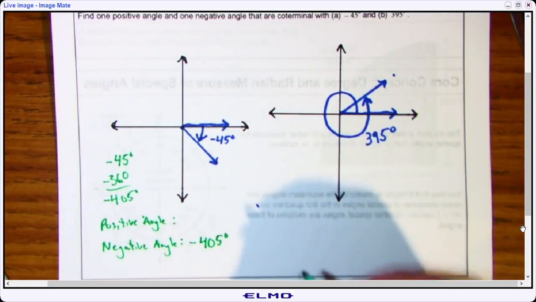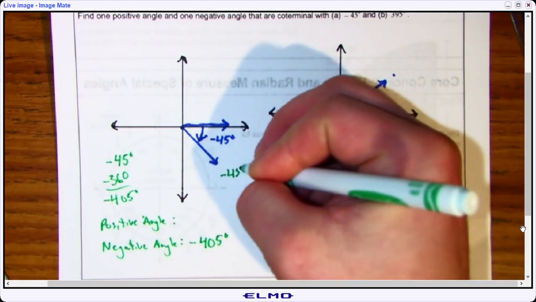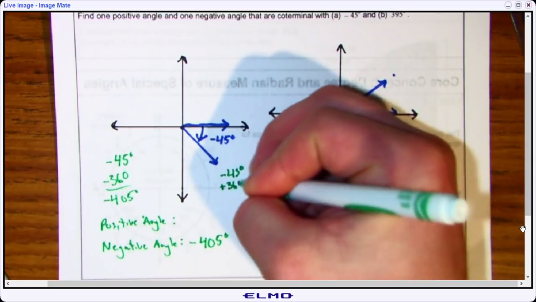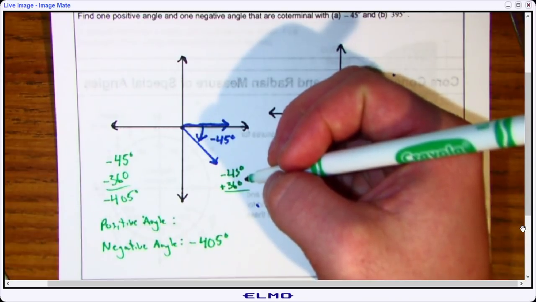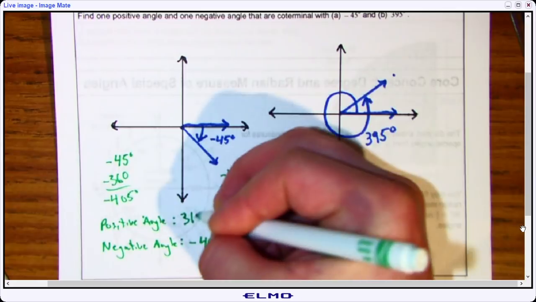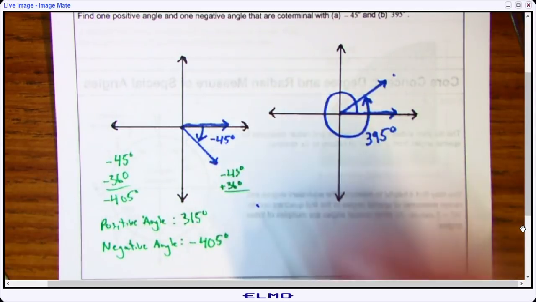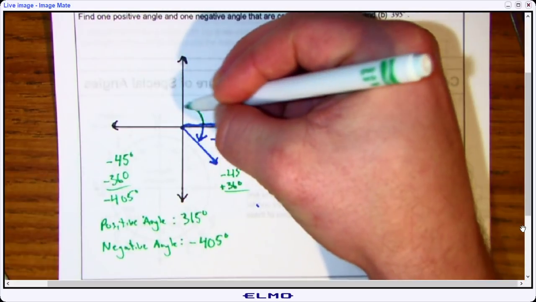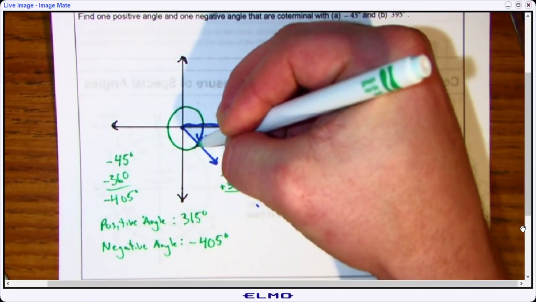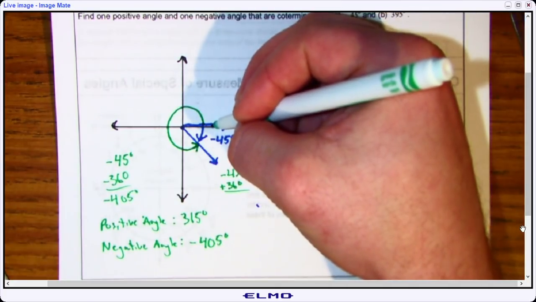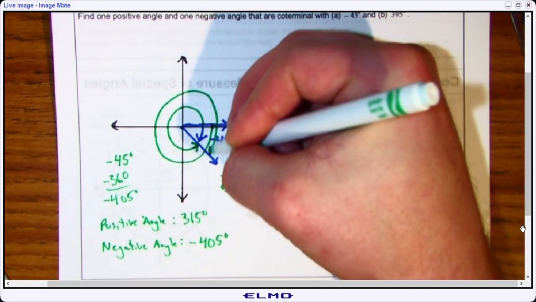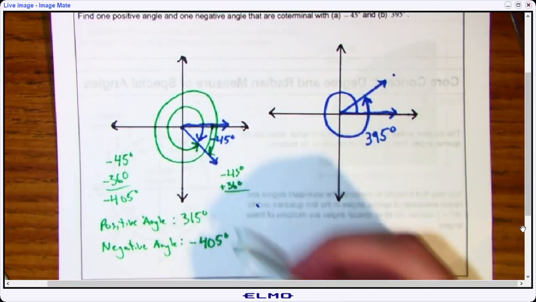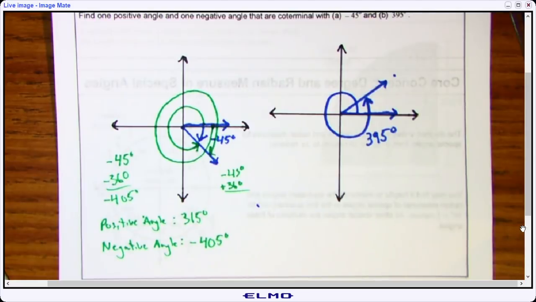And then if I wanted a positive angle, I take negative 45 degrees and just add 360 degrees, and that would be 315 degrees. So if I start here and go 315 degrees, I'll end up in this same spot. And likewise, if I start here and go negative 405 degrees, I arrive in the same location. So all these angles are coterminal with one another. They all arrive at the same spot.